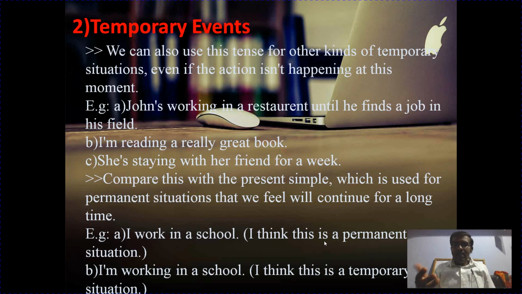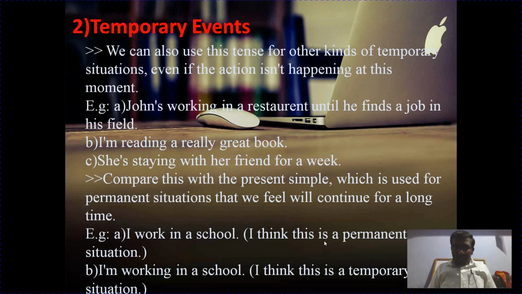She is staying with her friend for a week. For a week only she is going to stay. After that, she will decide to come back to her own home, right? So her own area or native place, right? So temporary things: she is writing, and she is listening. Currently she is listening, but after that she will take a pause, right? Okay, this is the first point under temporary events: temporary situations, even if the action is not happening at this moment.